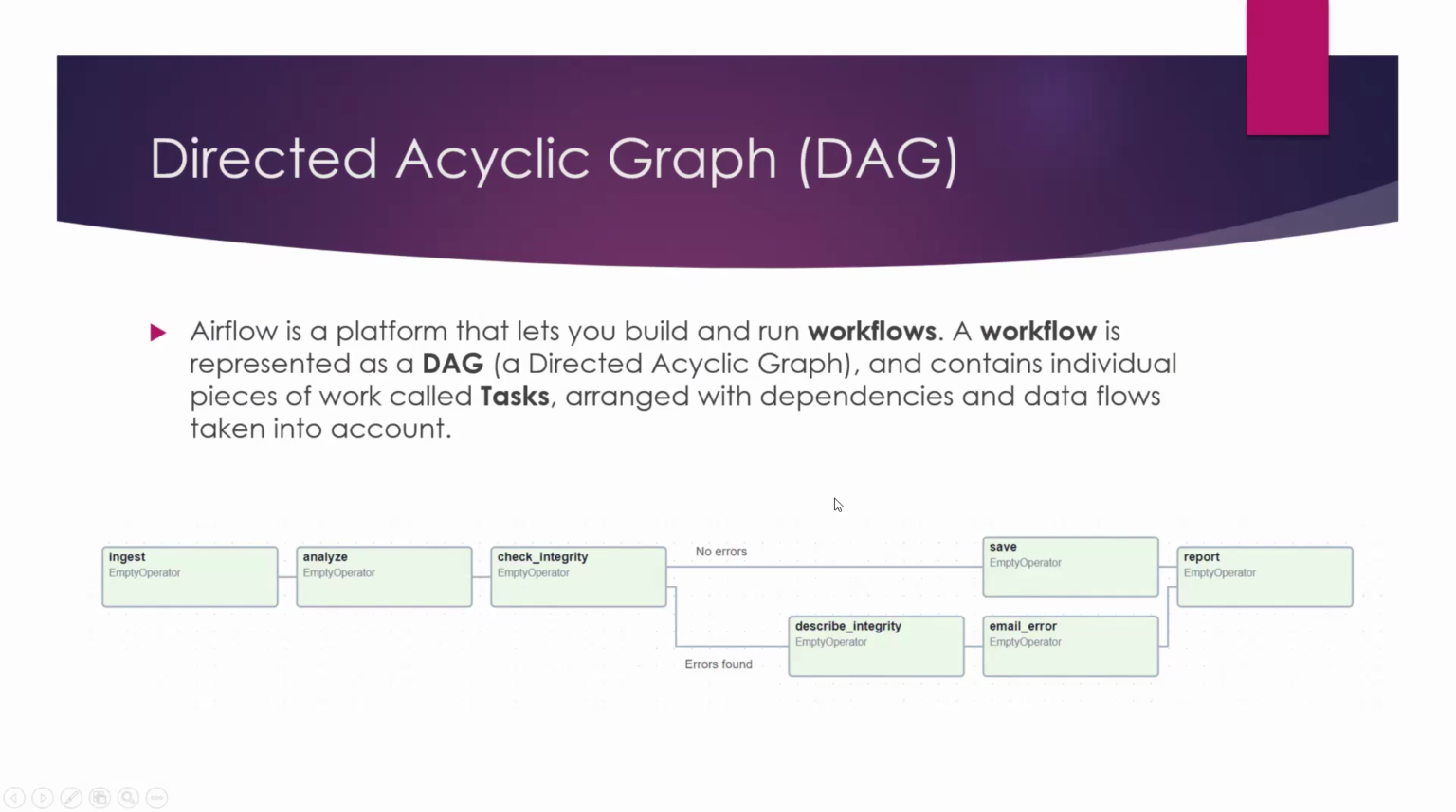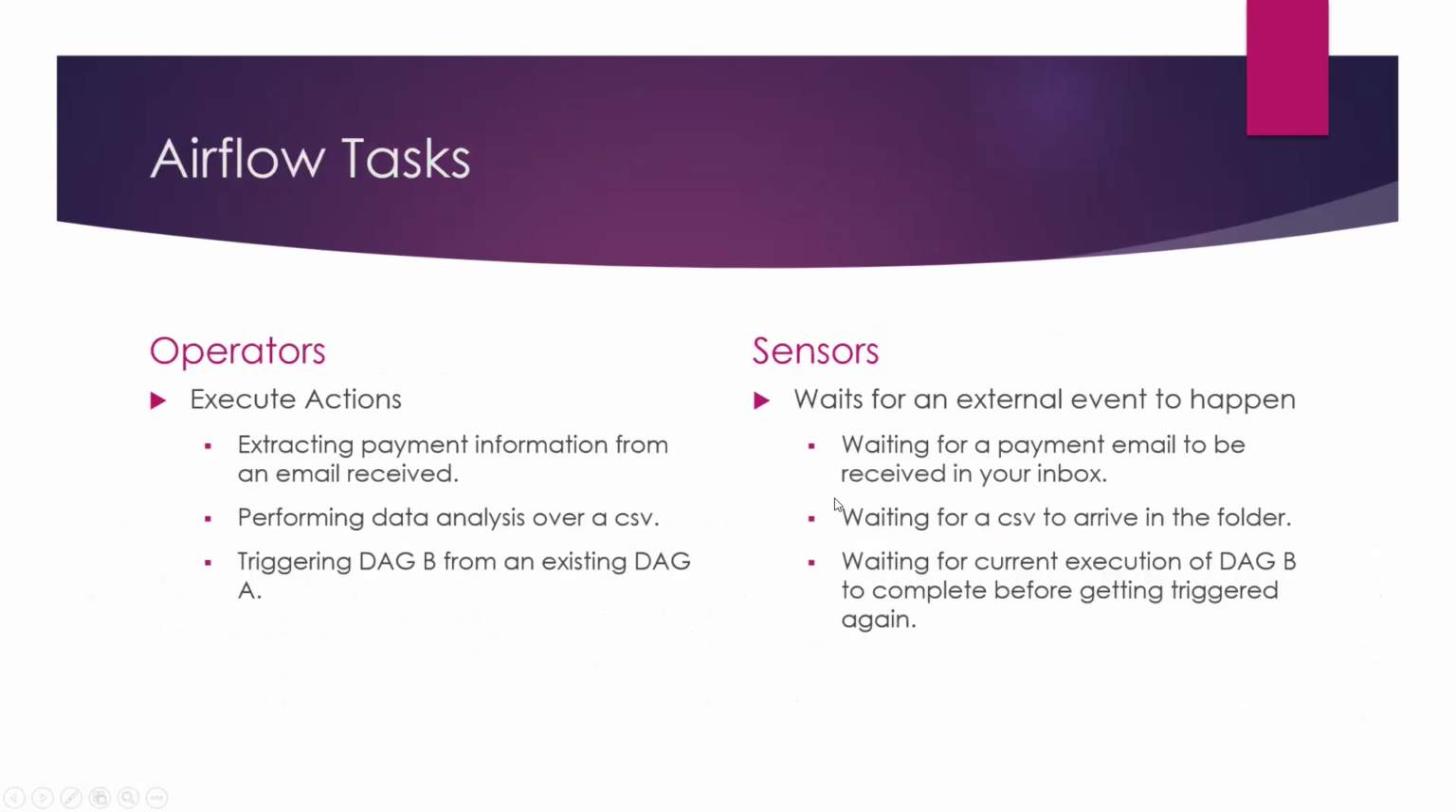So now let's see what types of tasks Airflow provides us. There are basically two types of tasks. One is operators and the other one is sensors. Airflow operators are used to perform or execute any actions. For example, extracting payment information from an email received.